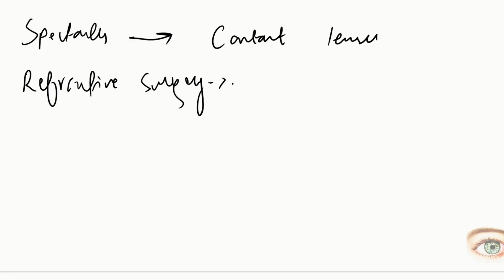So for the refractive surgery, you must know at which distance you are doing the refraction. In any case, if you are entering a wrong BVD, it is going to result in an overcorrection or an undercorrection. So let me explain to you how is it going to happen.